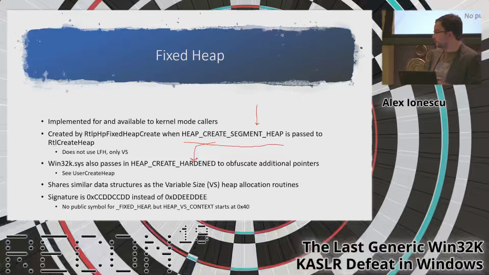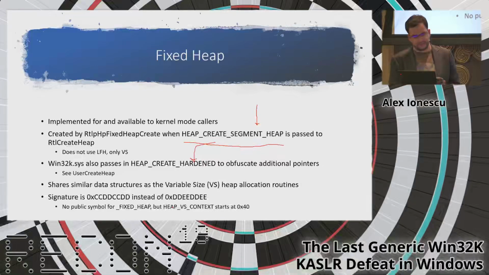talking about. Now most of the data structures in the fixed heap are the same ones as in Matt's presentation on variable size allocations. The only difference is that with the segment heap, you have an _SEGMENT_HEAP with the signature of DDDD. With the fixed heap, you have a symbol that unfortunately is not public. I just called it fixed heap. Could be fixed segment heap. I'm not sure what it's called. And the signature is CCDD, CCDD.